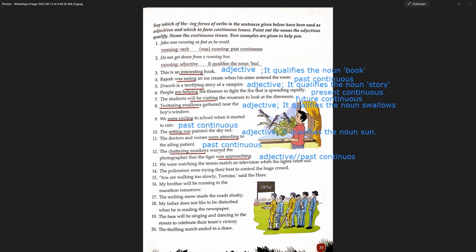Chattering monkeys warned. What is warning? What is warning? W-A-R-N, warning. Who knows the meaning of the word warn? What is the meaning of the verb warn? W-A-R-N, warn.